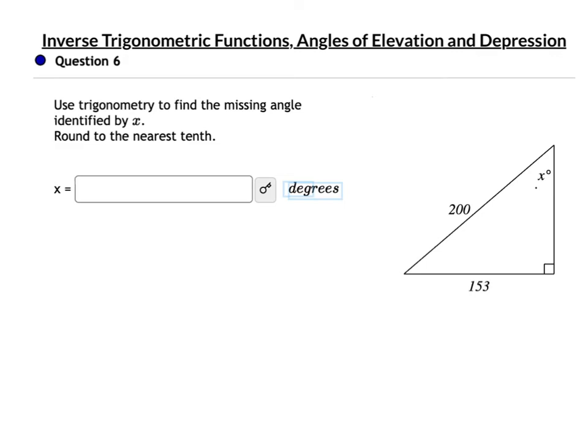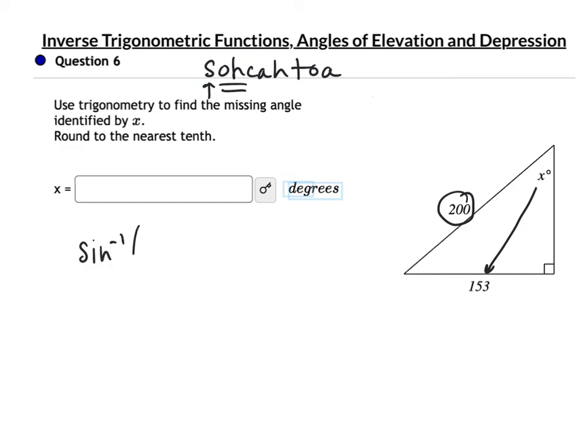Number 10, we have opposite over hypotenuse. SOHCAHTOA. Opposite over hypotenuse would be sine. We're looking for an angle. That means it's going to be the inverse sine. Normally we put an angle right here, but because it's the inverse sine, we put in a ratio, opposite over hypotenuse, 153 over 200. Plug that into Desmos. And it looks like X is about 38.7 degrees.